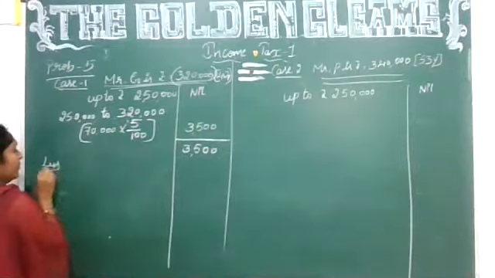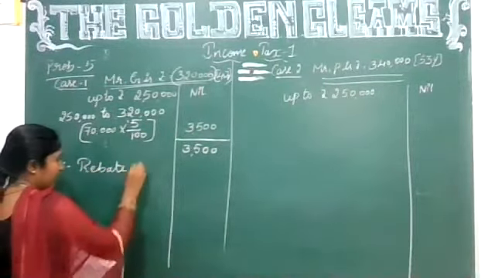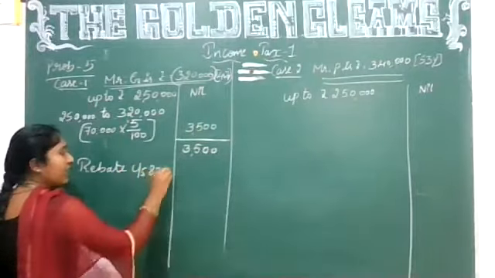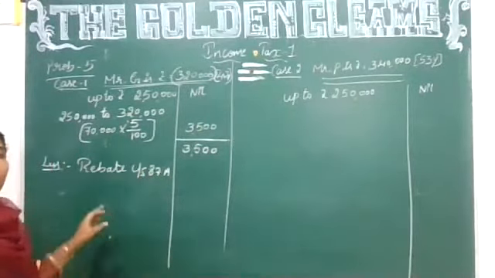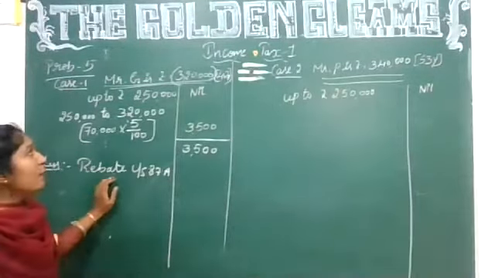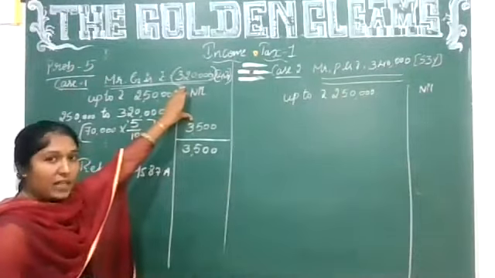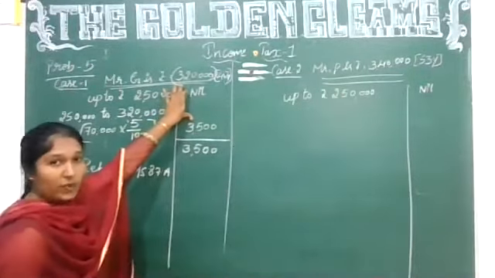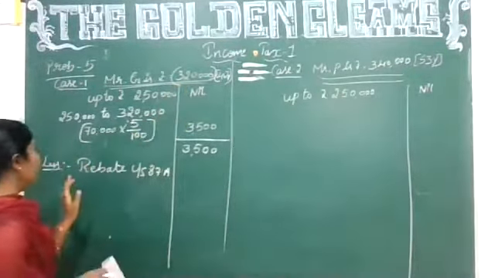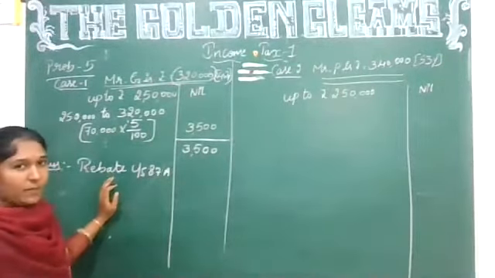The next one: less rebate under section 87A. We are going to take a rebate. Why are we going to take a rebate? Because here the total income is less than 5 lakh, that is 3,20,000, so we have to calculate the rebate here.